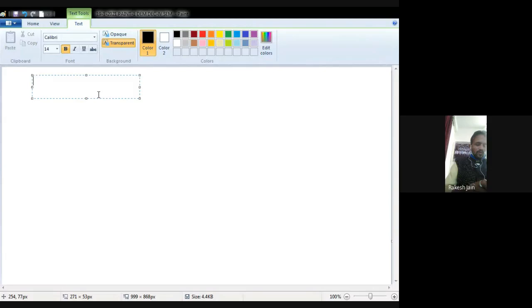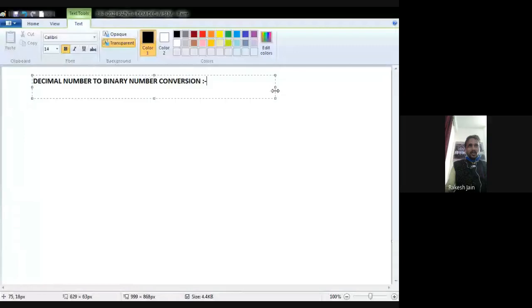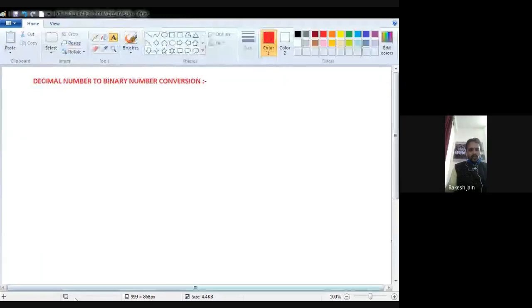So how to convert these number systems? First of all, I will teach you how to convert a decimal number into a binary number. Decimal number to binary number conversion. Whenever a decimal number is given, because the base of a binary number is 2, we divide the number by 2 continuously and see the remaining digit.